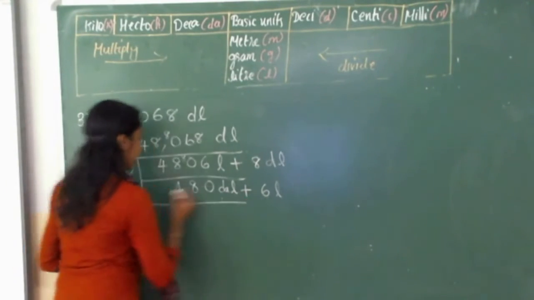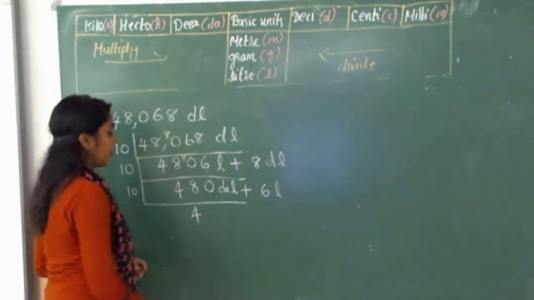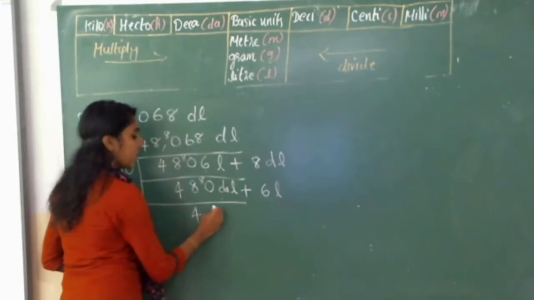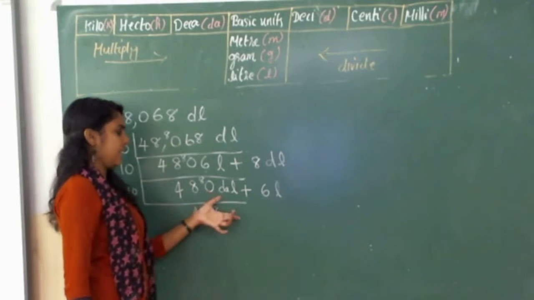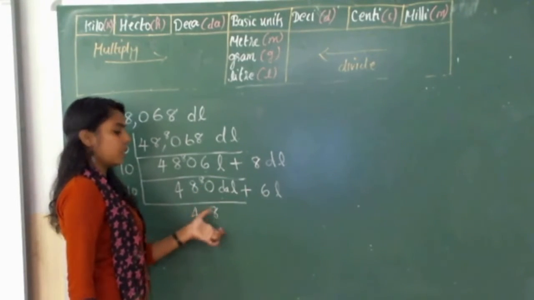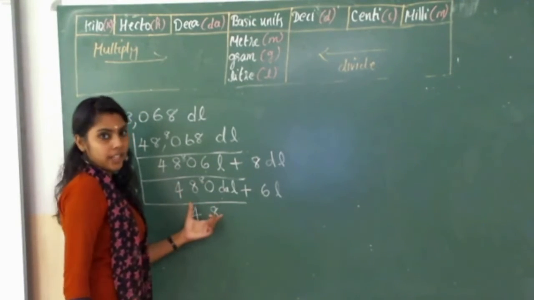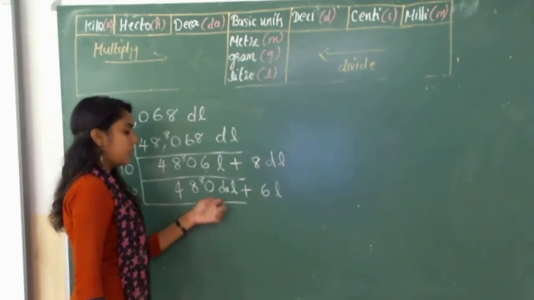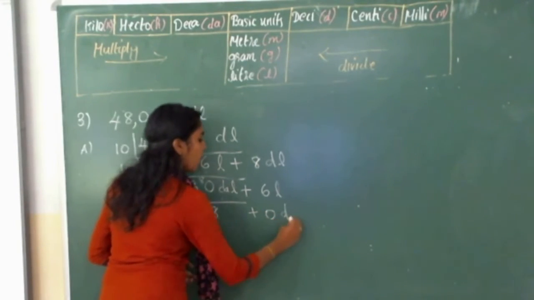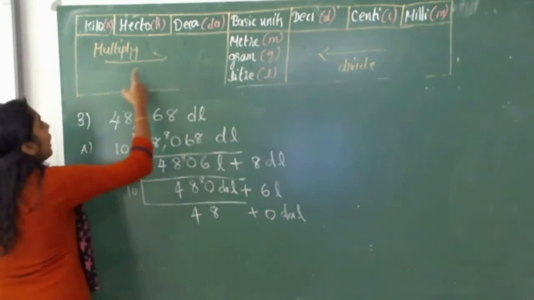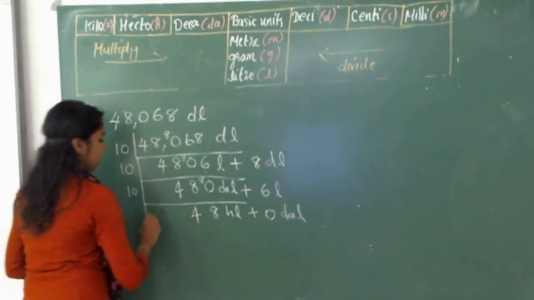Next, again 10. 10 4s are 40. 8 is the remainder. 10 8s are 80. Then any other number after this? No, because 48 into 10 is 480. So after that there is no remainder. So we can write here 0. 0 decaliter and here 48 hectoliter.